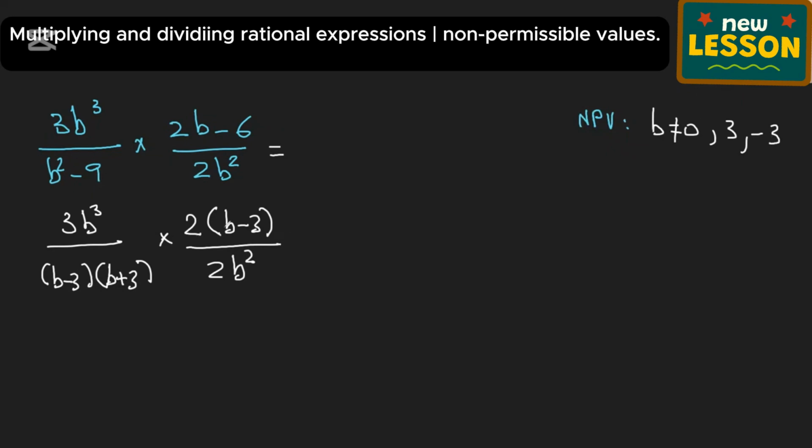Okay, now let's start reducing. This b minus 3 cancels with the b minus 3. This b squared cancels with the b cubed.